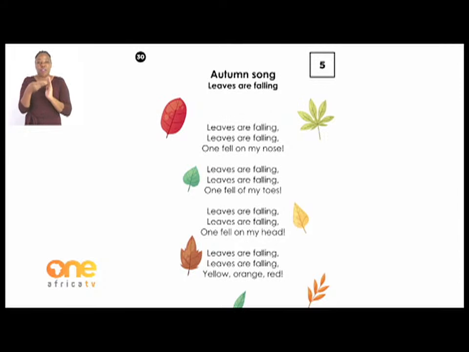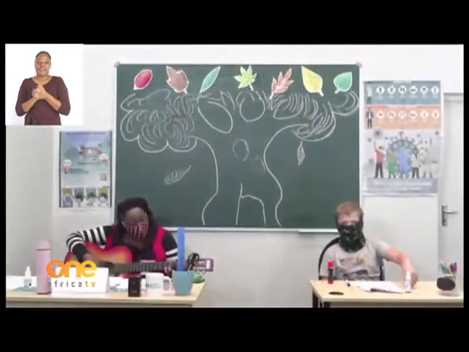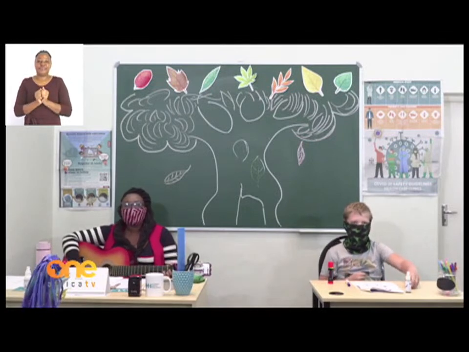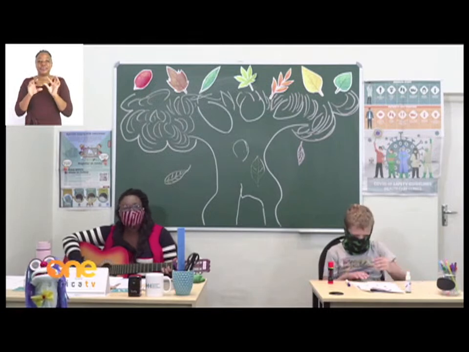The first one says that it fell on my nose. The second one fell on my toes. The last one fell on my head. And then it tells us the different colors of the leaves. We have yellow, orange, and red. So we are going to sing this song together. You, me, my friend, and Zashi. Are we ready, everybody? Are you ready, Zashi? Okay. Let's go. 1, 2, 3.